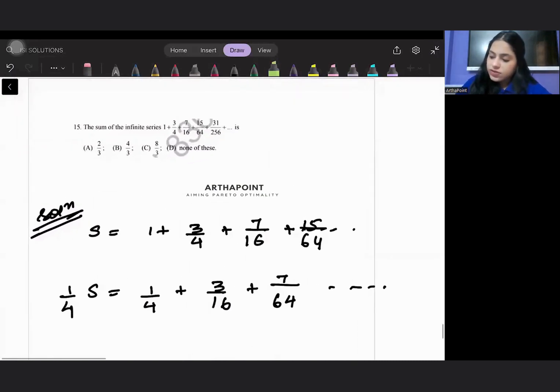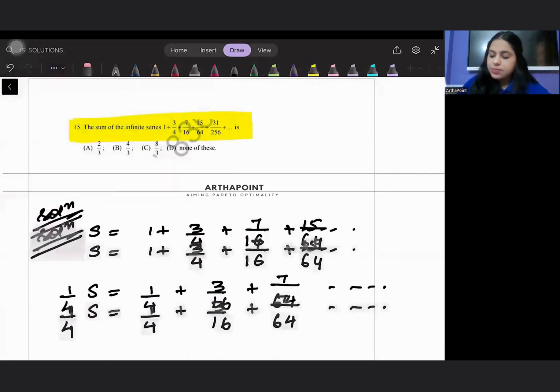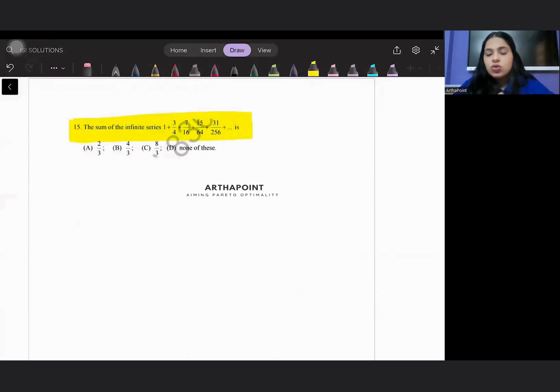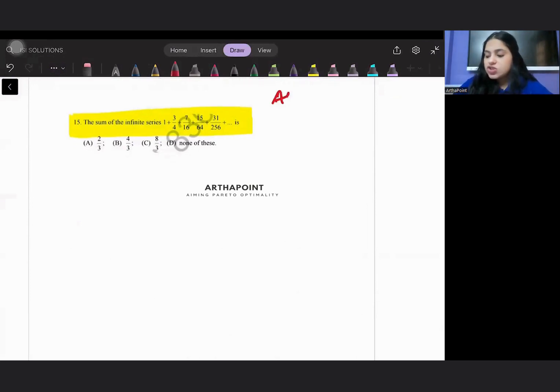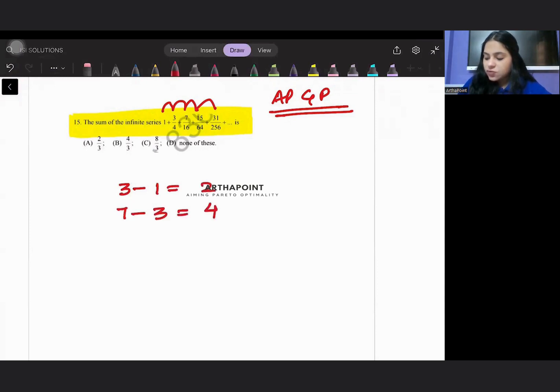So this says the sum of the infinite series is, so the series that is given to you is this. And whenever you find such a series, the simplest way to solve it is to look whether this series actually belongs to the APGP series that we have studied. So if you notice, yes, this is in fact an APGP series. What is an APGP series? If you look into the numerator, it always has a common difference. So if you see this, the first is going as 3 minus 1, which is 2. Then it is 7 minus 3, which is 4. Then it is 15 minus 7, which is 8, right? So this is how the series is progressing.